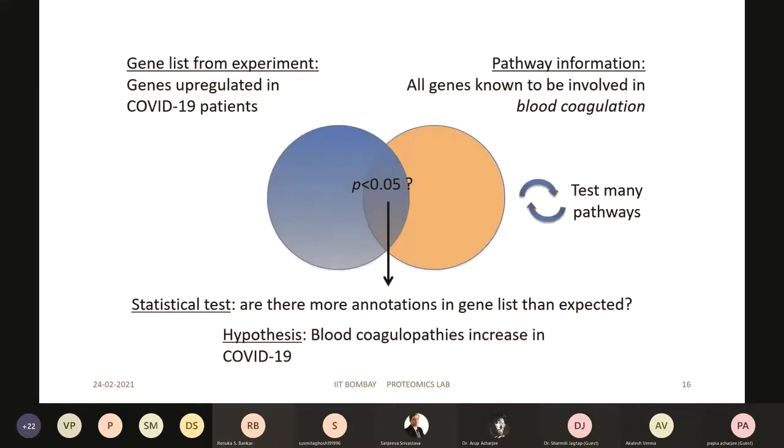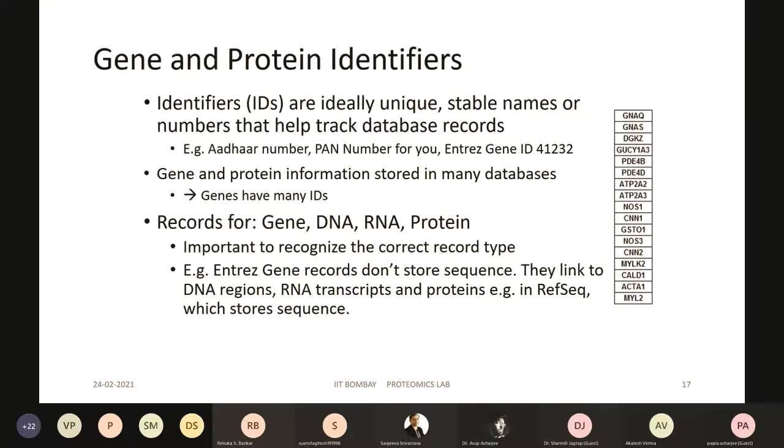Suppose this is a hypothetical work, actually a work that we did in our lab. So we took blood samples from COVID-19 patients, and we wanted to know what happens. So the pathway observation told us that genes involved in blood coagulation are altered. So we did more statistical analysis and we arrived at the hypothesis that blood coagulopathies increase in COVID-19. So any experiment you would be doing for your study, you would also be starting from a similar strategy.